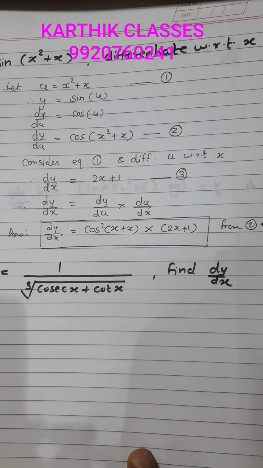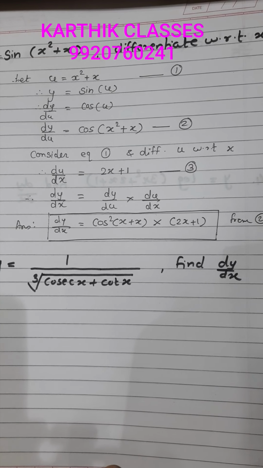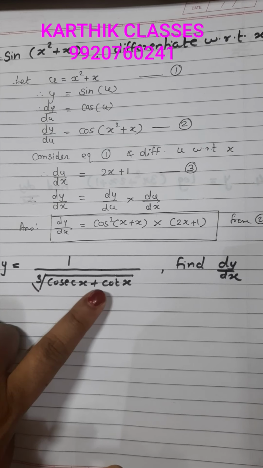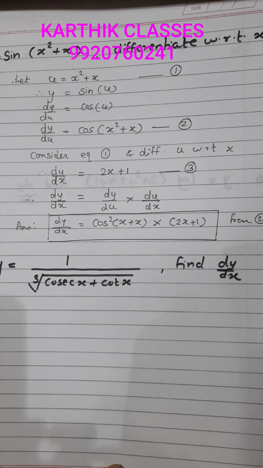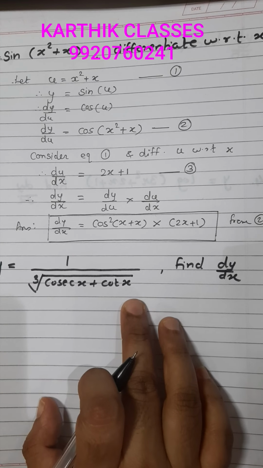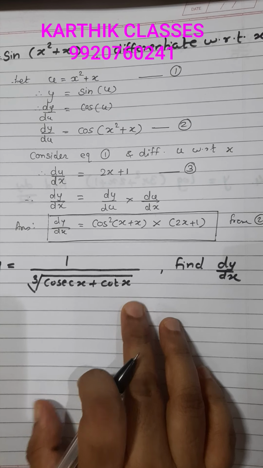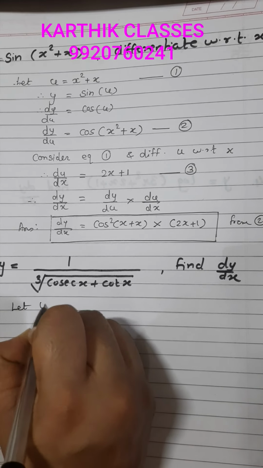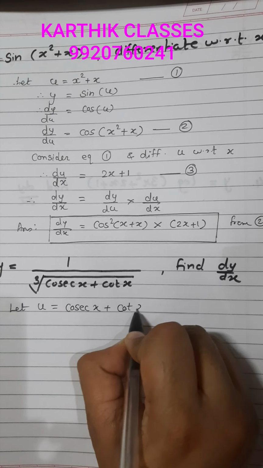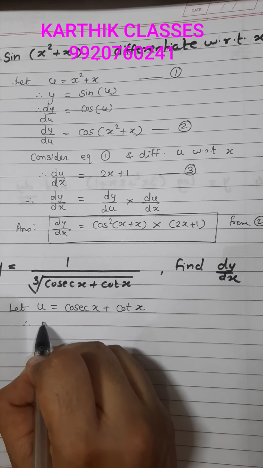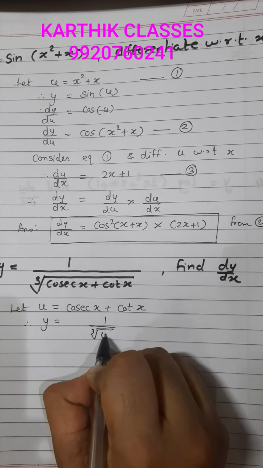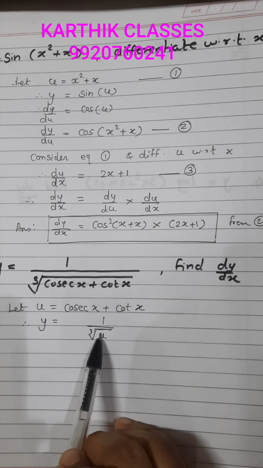Okay, now let's see the next sum, which is y is equal to 1 upon cube root of cosec x plus cot x. By looking at it, you may find it very difficult, but just see how it becomes simple once we substitute. So we will say let u is equal to cosec x plus cot x. Therefore y becomes 1 upon cube root of u.